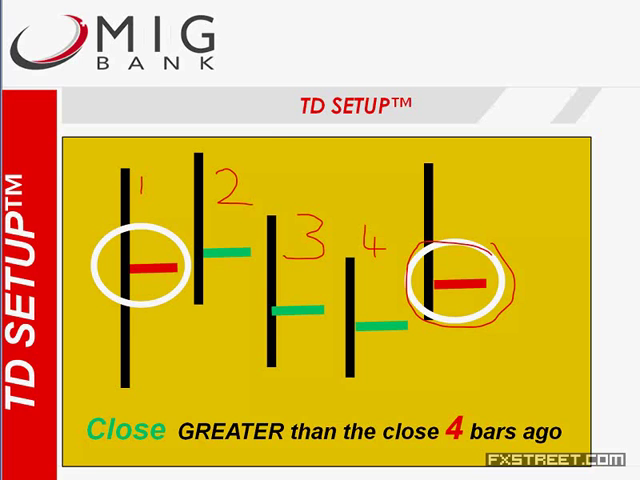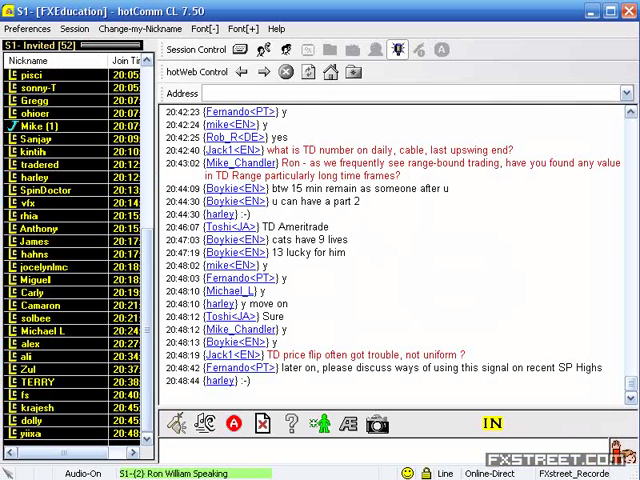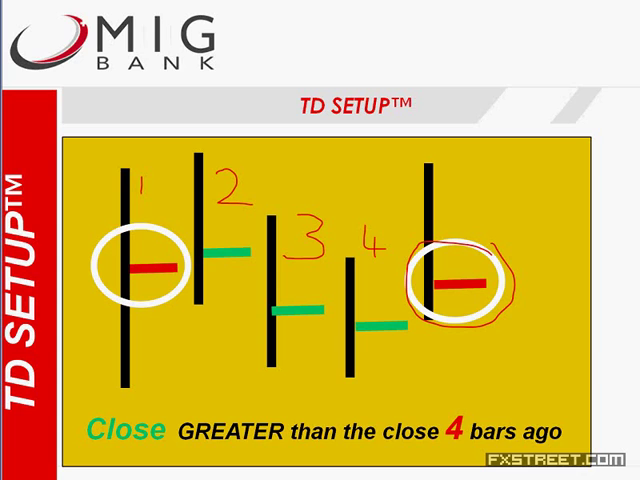Was everyone okay on that? So the close must be greater than the close 4 bars in history, 4 bars before, and once we get that 4th bar close activation, this is basically what we call a price flip. Then we can get the initial TD setup stage activated.